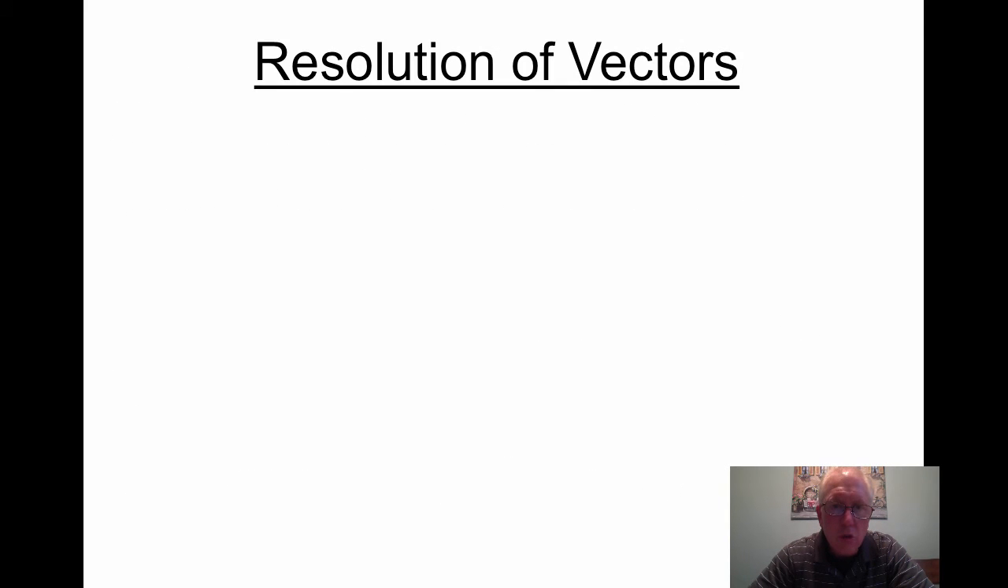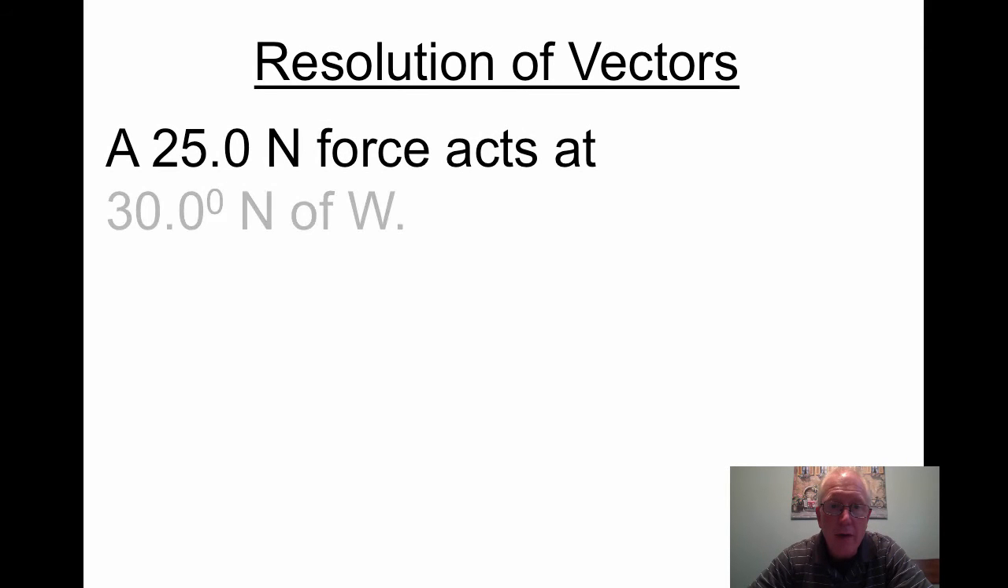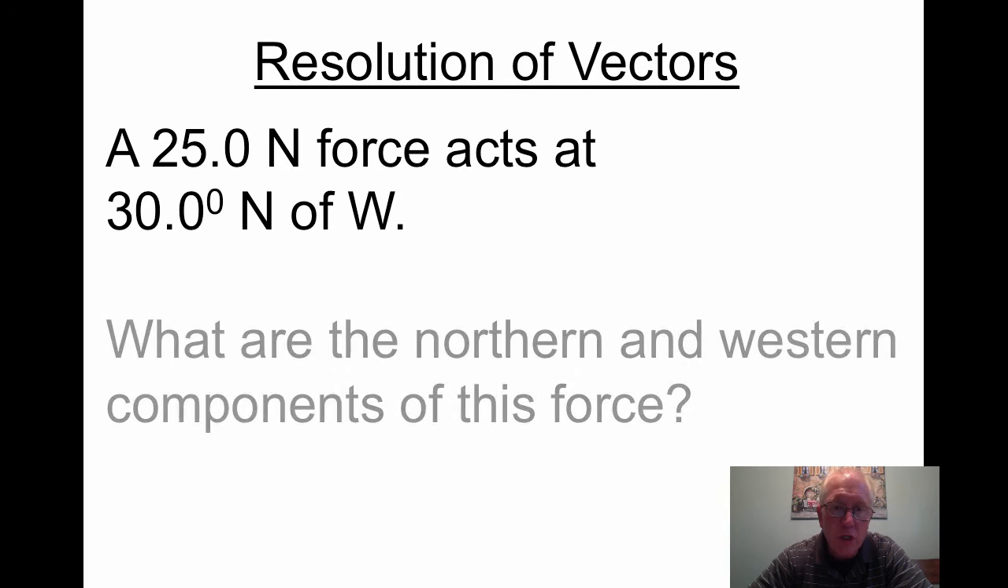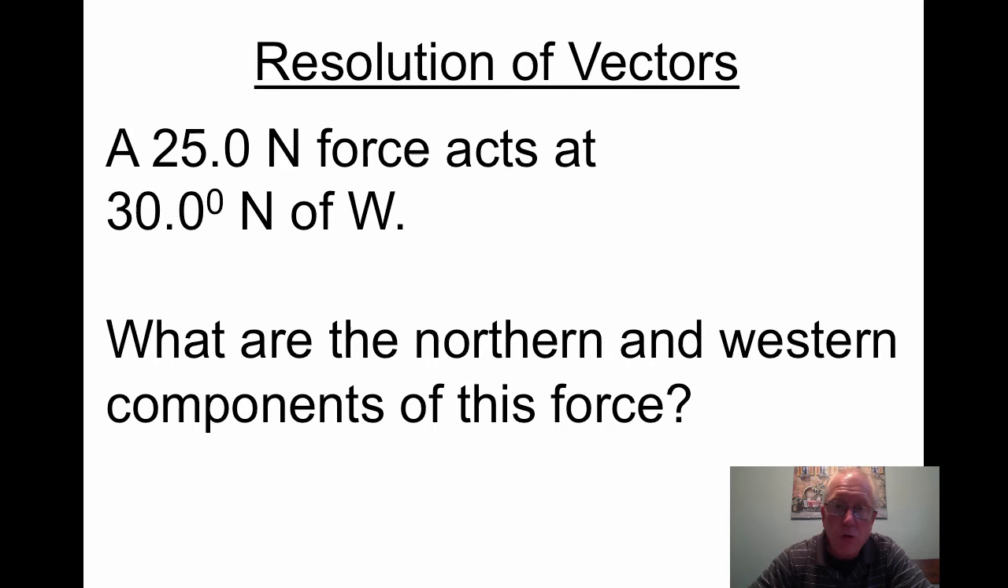Okay, so now we're going to talk about resolution of vectors. Vector addition means that we're going to take one vector, add it to another vector to get a one vector resultant. So we're going to add a number of vectors together to get one vector that is the resultant. In resolution of vectors, we're going to take a vector and split it into two parts, or what we call components. So if you have a scenario like this one, 25 Newton force acting at 30.0 degrees north of west, my question is, what are the northern and western components of this force? What am I talking about?